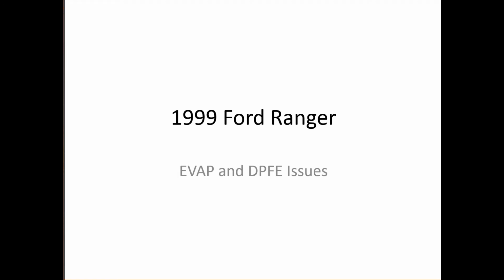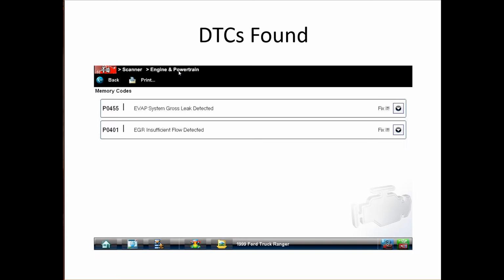A couple days later, I stopped by, and obviously the first thing we did was pull engine codes. These were the two errors that the scan tool picked up: EVAP gross leak and an EGR insufficient flow. We decided to attack the EVAP leak first, and you'll see why. We had some suspicions on what happened. We thought that would be the easier of the two to attack, so we chose that one first.